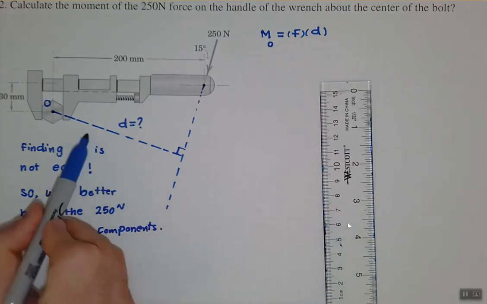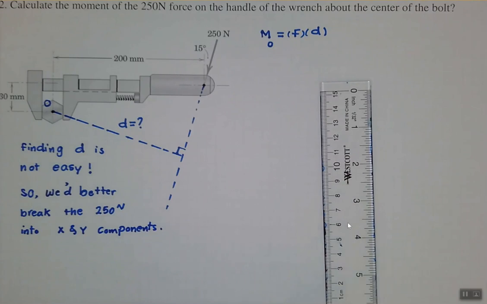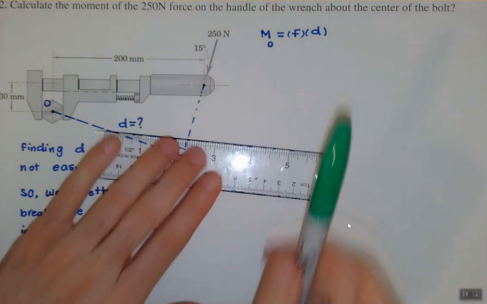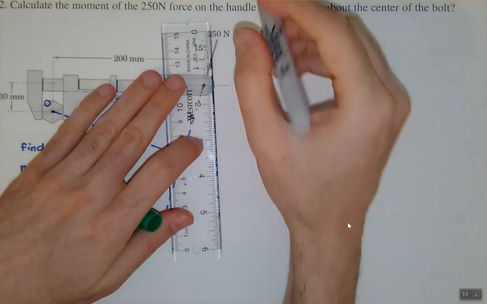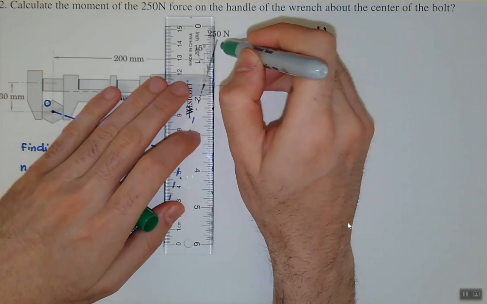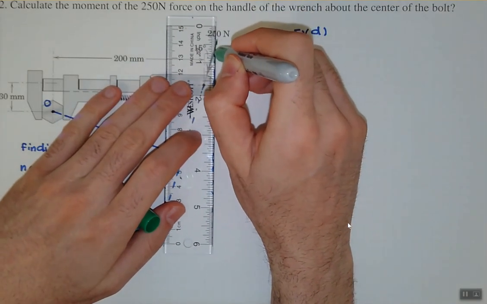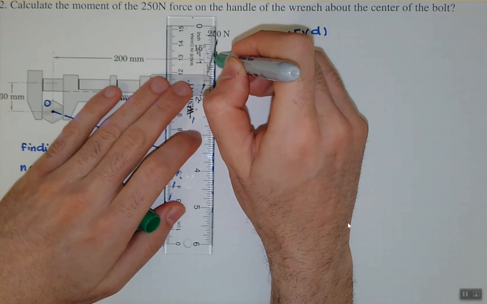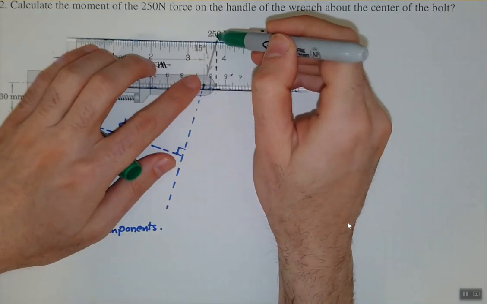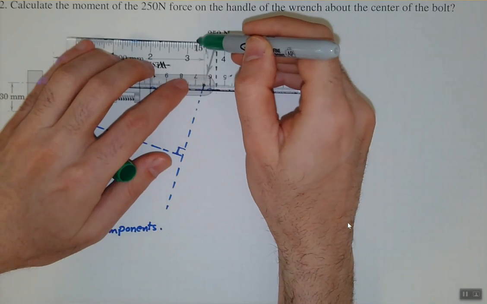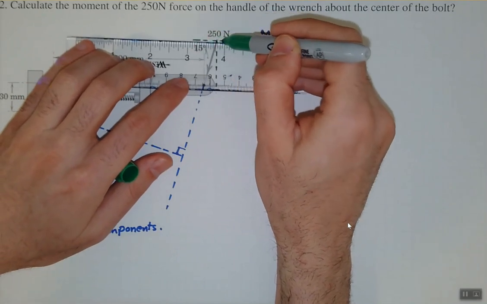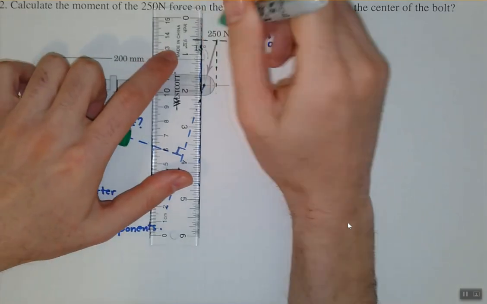So when finding the distance geometrically is not easy, then I suggest you go ahead and break the force to its component. It might make it easier. Let's try together and see how it turns out. So if I try to break this load to its component in X and in Y direction, I always try to draw the horizontal line, so I avoid making a mistake.